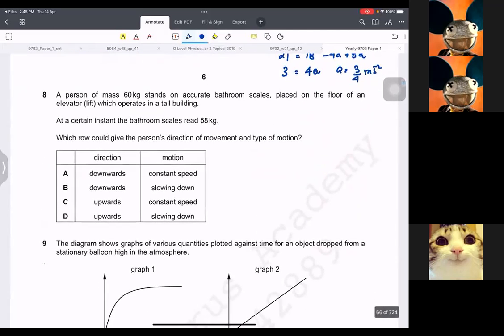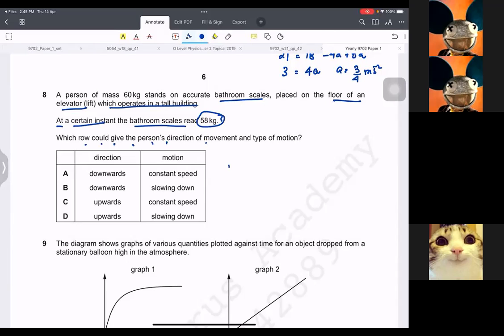Okay, a person of mass 60 kg stands on accurate bathroom scales placed on the floor of an elevator lift which operates in a tall building. At a certain instant, the bathroom scale reads 58. Which row could describe the person's directional movement, right?